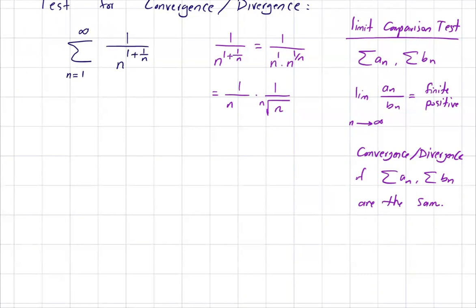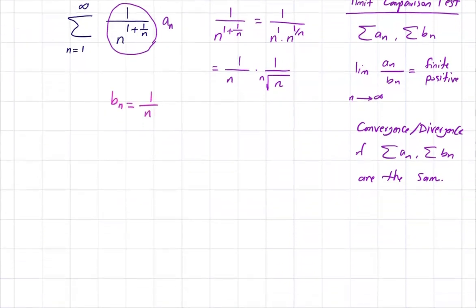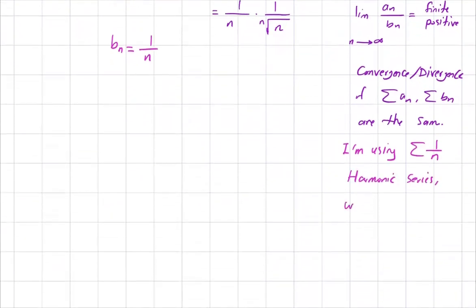Okay, I'm going to use the harmonic series here for comparison. So let us take this guy as your an, and for bn, I'm going to use 1 over n. I'm using the harmonic series, which is a divergent series.